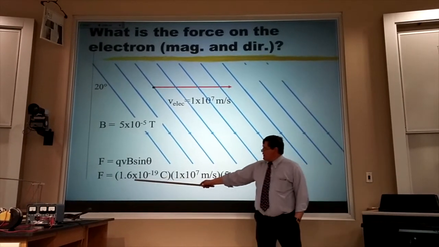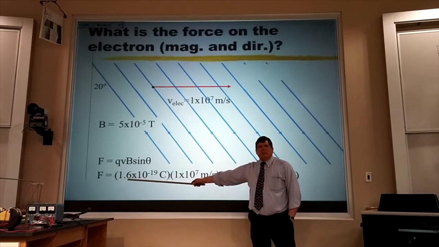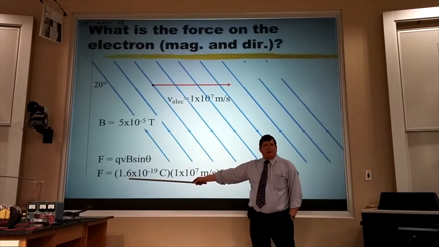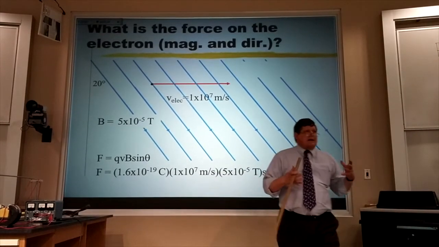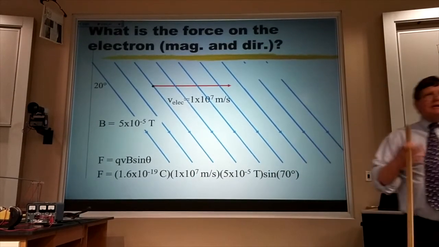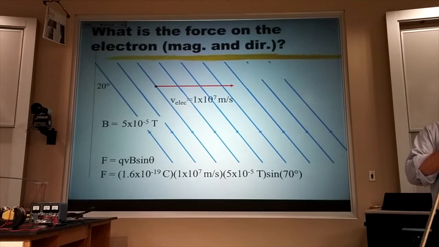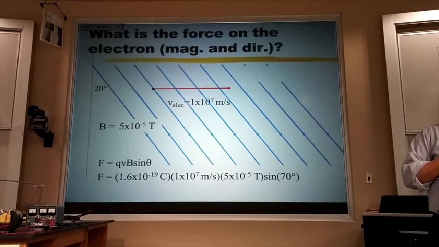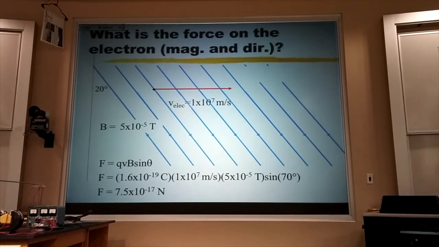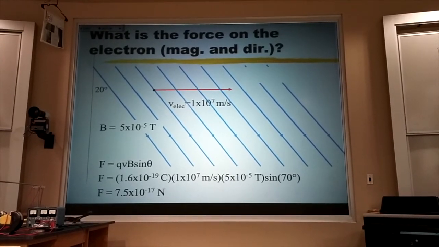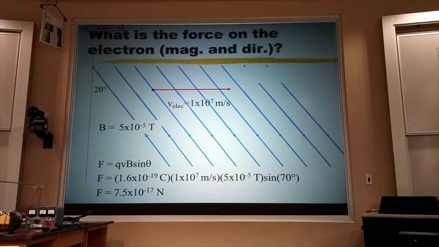Notice that even though it's an electron, I didn't put a negative 1.6 times 10 to the minus 19 coulombs. I'm just looking for the strength of the magnetic force, the magnitude. So I use the absolute value of the charge and just get the number that no one in the room cares about. Now that looks like a really, really small force, and it is.